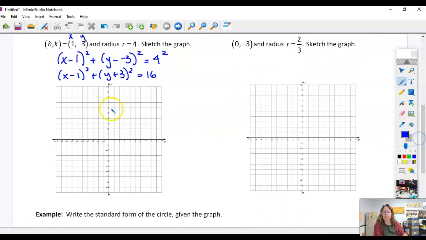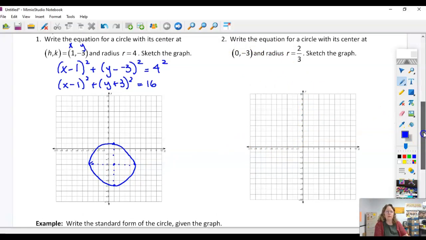And then let's go ahead and plot. Our center is at 1, -3. And then from that, I like to go up and down our radius, which is 4 units. And then we'll just try to draw our circle as much as possible. Not very pretty, but gets the job done. Okay, let's go ahead and check out our next one.